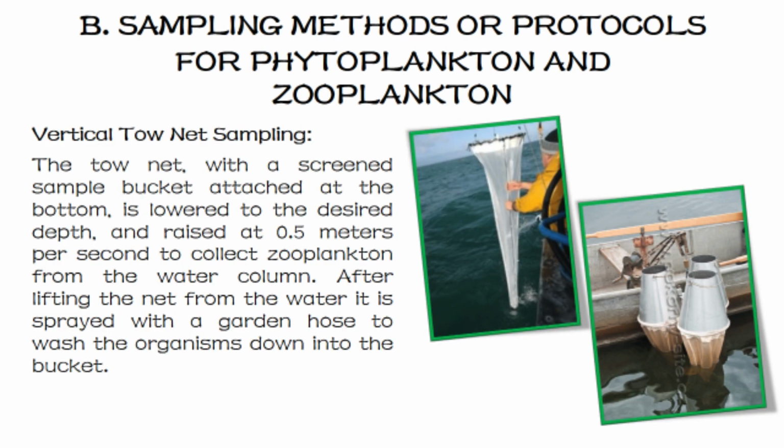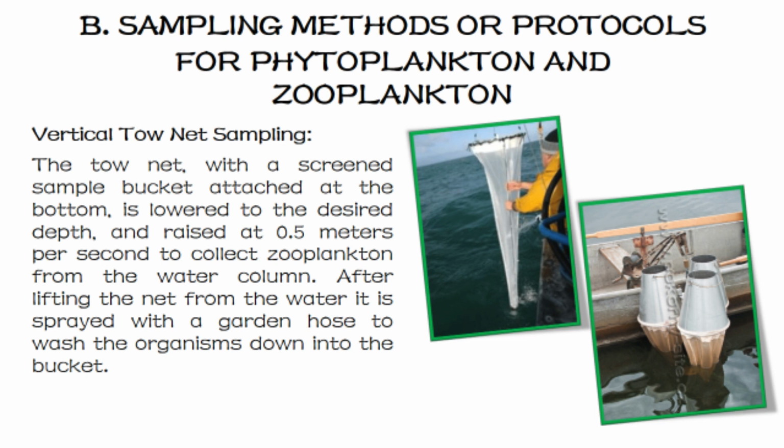First, let's have the vertical tow net sampling, which is the tow net with a screened sample bucket attached at the bottom, lowered to the desired depth and raised at 0.5 meters per second to collect zooplankton from the water column. After lifting the net from the water, it is sprayed with a garden hose to wash the organisms down in the bucket. And scientists generally drag a plankton net behind a boat for collection.